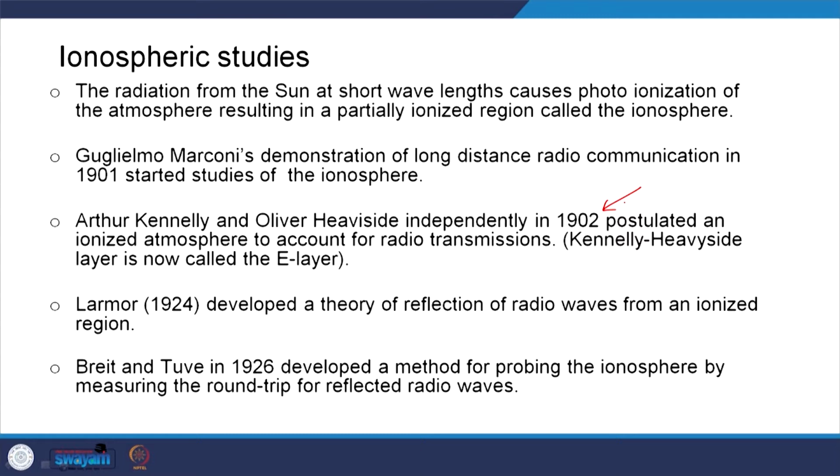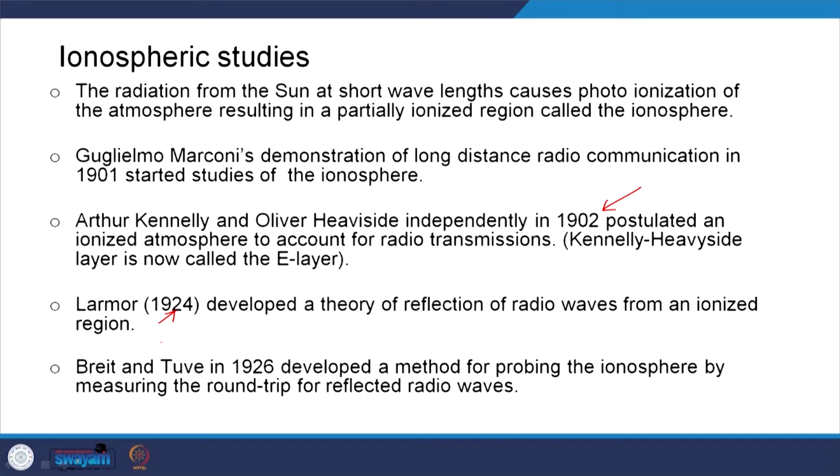Larmor in 1924 developed a theory of reflection of radio waves from an ionized region. If the electromagnetic wave is reflected, what should be the criteria between the electromagnetic wave and the plasma? This theoretical framework was provided by Larmor in 1924. So this came much later. If 1902 was the point of discovery when the ionosphere was found to exist, the theoretical background came much later.